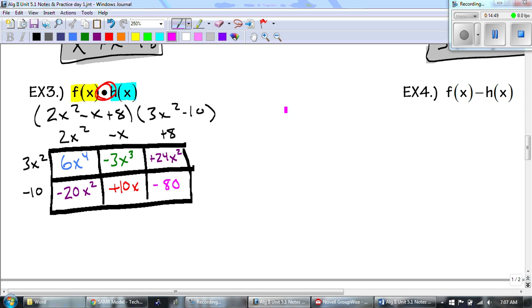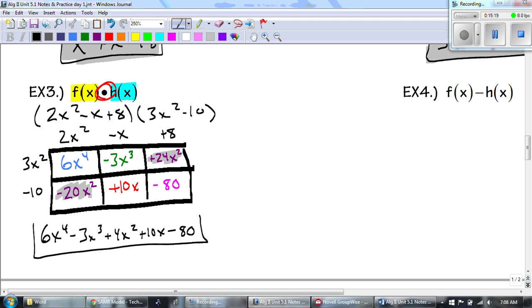Okay? Now, as I'm searching for my like terms, I only have 2 like terms, which once again, I was so nice to color coordinate for you. It's the x squares. Okay, so as I'm writing my answer, I have 6x to the fourth minus 3x cubed plus, I'm sorry, 24 minus 20 is a positive 4x squared plus 10x minus 80. Okay, we just have to be careful with our like terms.